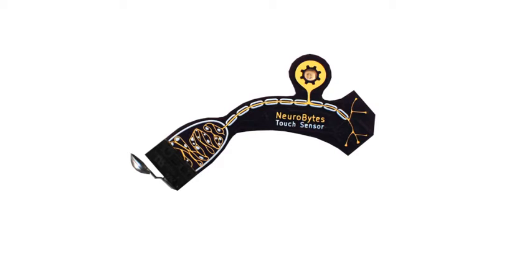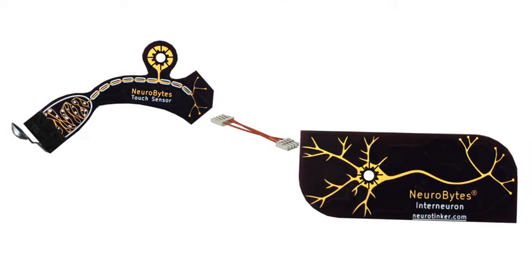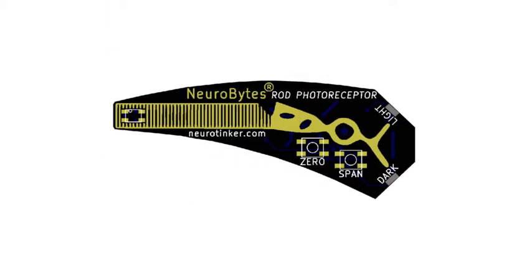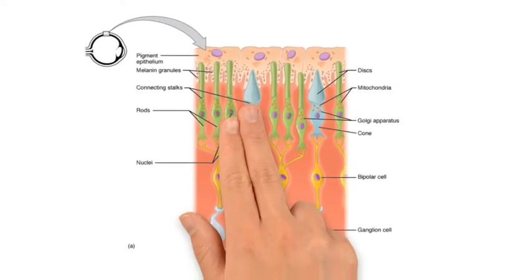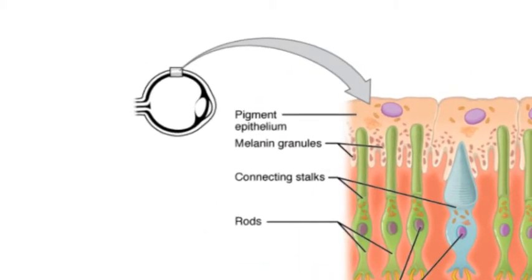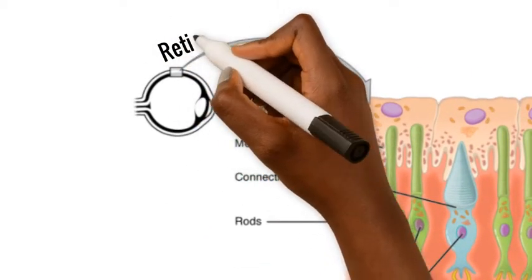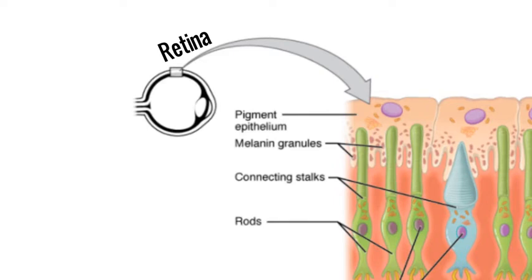In a previous video, you learned how NeuroBytes touch sensor neurons send signals to interneurons and how the interneurons process that incoming information. Now we will learn about another sensory neuron simulator, the NeuroBytes Rod Photoreceptor. Rod photoreceptors are unique in several ways. Even though they are sensory neurons, photoreceptors are found in the retina, which is considered part of the central nervous system. Unlike cone photoreceptors, which detect red, green, or blue light best, rods are best at detecting changes in overall light and dark, particularly at lower light levels.